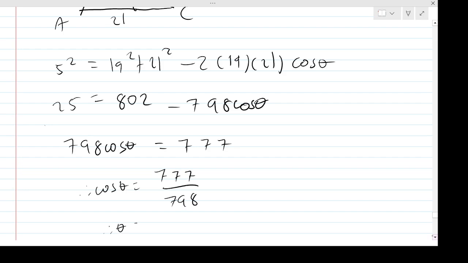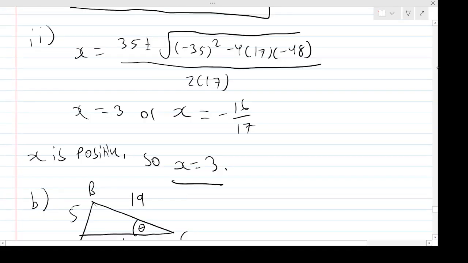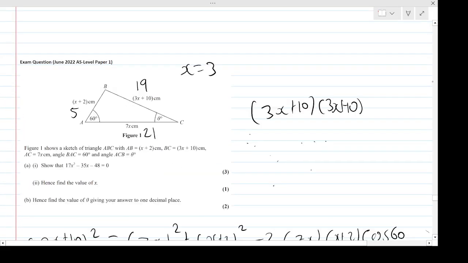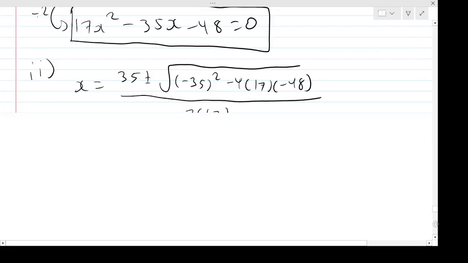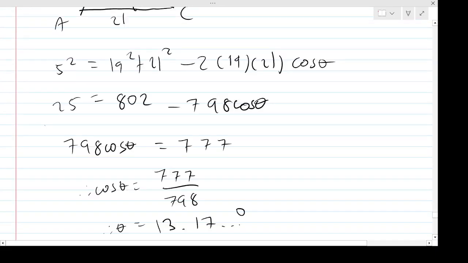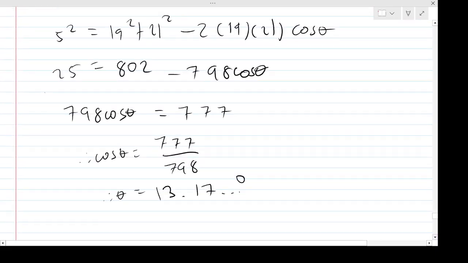So therefore, theta, if I inverse cos that, I get 13.17 degrees. Does it say to round it to anything? To 1 decimal place, okay. So to 1 decimal place, the angle theta is 13.2. Cool then. Okay, so that's the cosine rule.